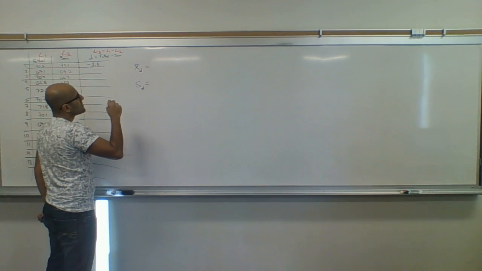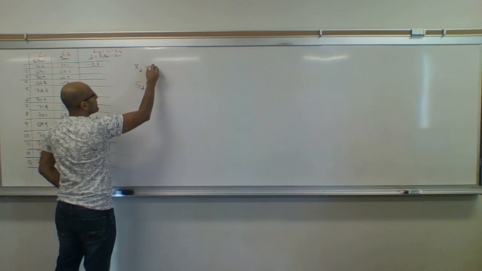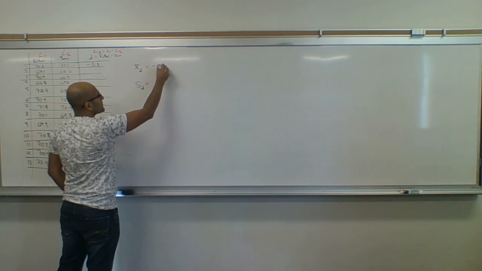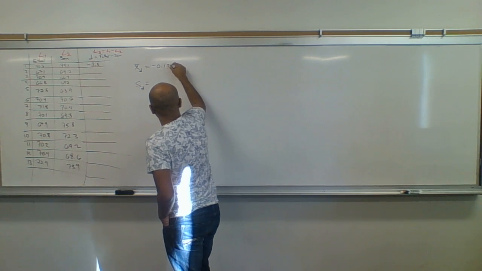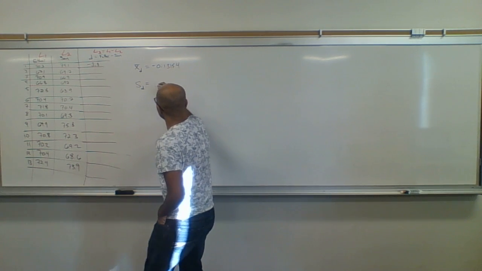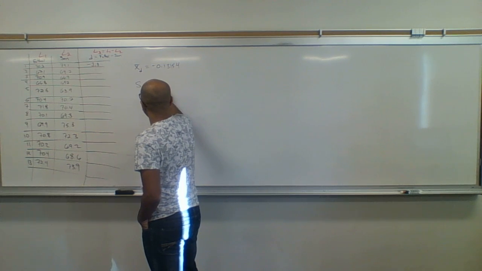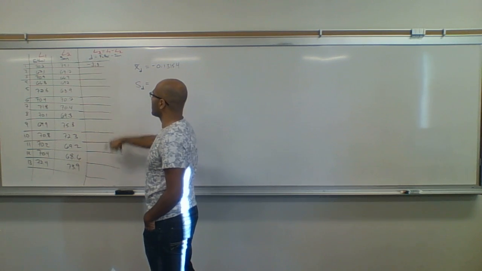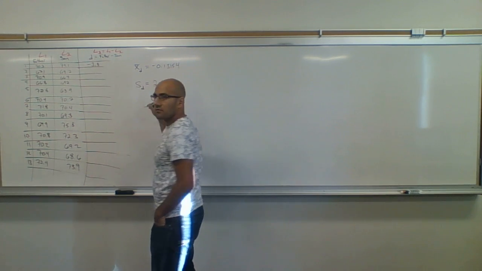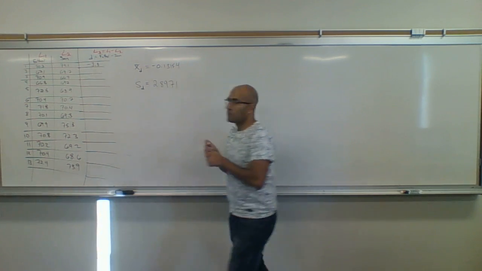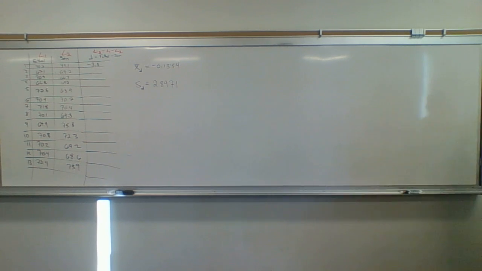And what do we get? Negative 0.3154. Okay, and what about the standard deviation? Make sure you use S. This is the sample standard deviation, right? 2.8971. Okay. Good. Everybody's getting the same thing? Good. Questions?